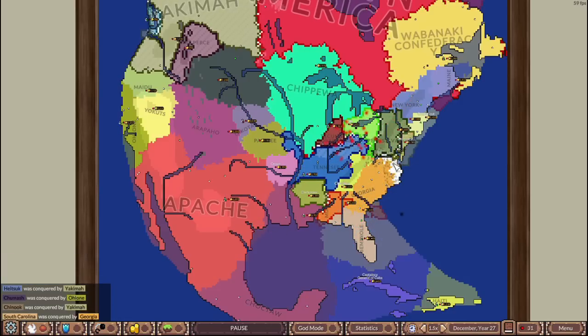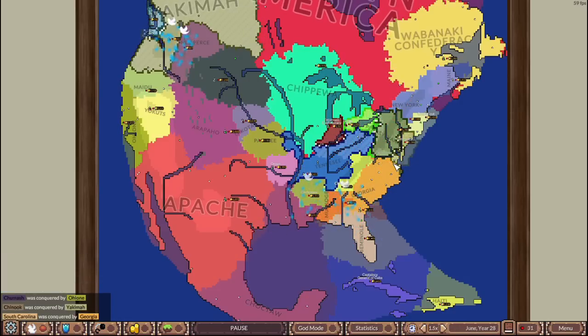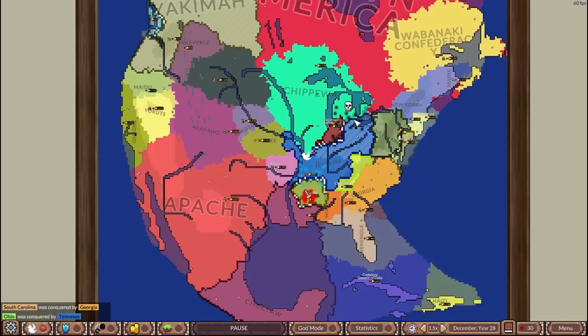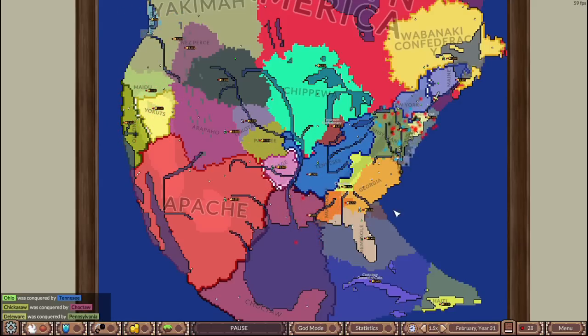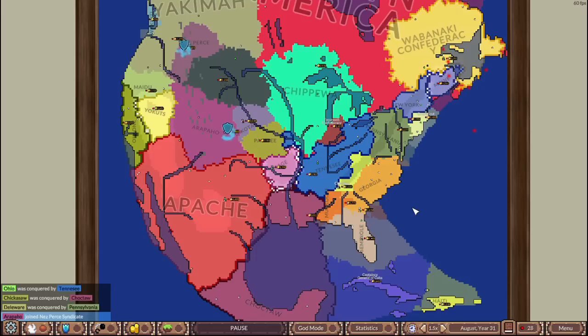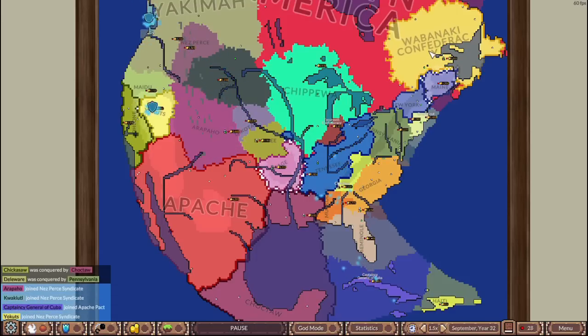Georgia moving up into South Carolina, going to take South Carolina out. Tennessee's moving up into Ohio, going to take Ohio for themselves. And then Tennessee and the Choctaw team up and take out the Chickasaw. Delaware's conquered by Pennsylvania. Maine struggling against the Wabanaki Confederacy, which is doing well.